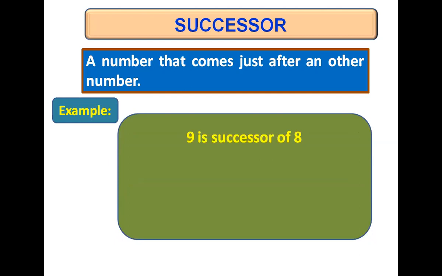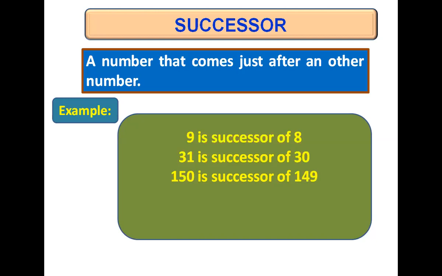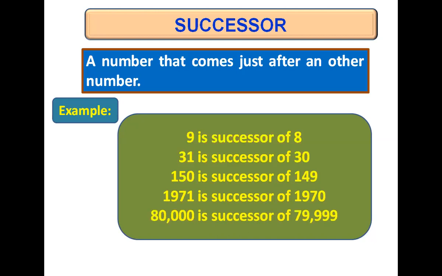But 9 is the successor of 8 as it comes just after 8. Similarly, 31 is the successor of 30 as it comes just after 30. 150 is the successor of 149 as 150 comes just after 149. 1971 comes just after 1970. Therefore, it is the successor of 1970. 80,000 comes just after 79,999. Therefore, it is said to be the successor of 79,999. I hope you now understand the terms predecessors and successors.